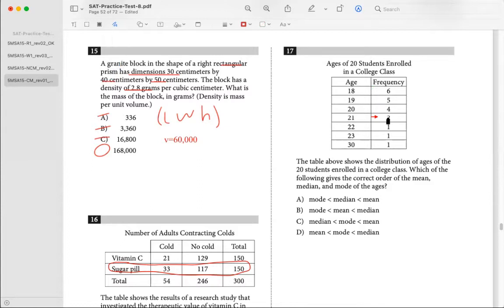Wait, hold on. I think I messed this up. Okay, so your mean. Okay, so 1 second. The greater than sign and less than sign. So pretty much mode is less than median, which is less than mean. So the mean is the greatest.